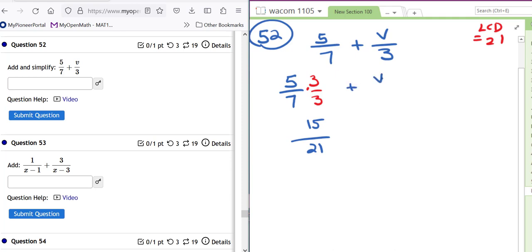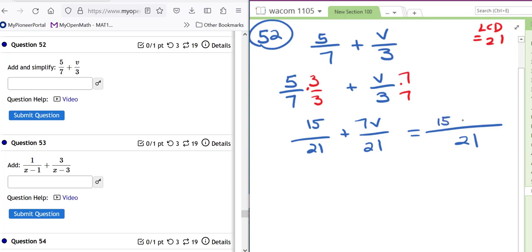The next one, I'll bring down what I have, and I want a 21. So this one is missing a 7. So I have plus 7v over 21. Now the rule is keep your denominator, combine the numerators. They will not really combine. One has a v and one does not. So that is all you can do to it.